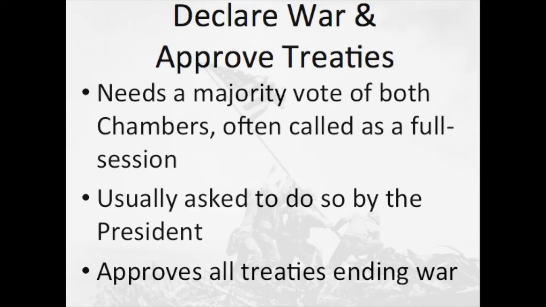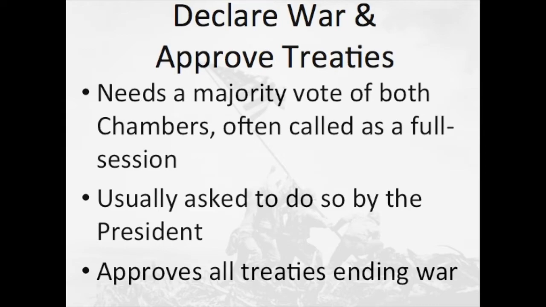That is something that is debated, that's argued, and that there's a consensus of all 535 members of Congress before we give the president the power to do so. Now, usually the president will deliver a war address asking Congress to vote on this.